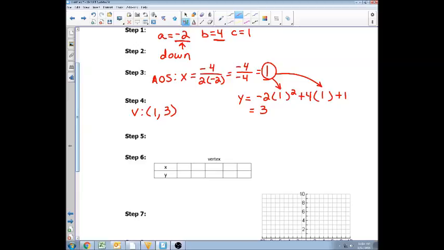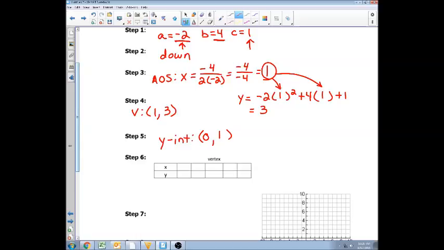Step 5. What was step 5? Well, that was to find my y-intercept. Remember, I just talked about this in the last example. I want to make my y-intercept a coordinate. At my y-intercept, my x is always 0. So what was my y-intercept according to my a, b, and c? It is always my c value, which in this case is 1. So my y-intercept will be 0, 1.